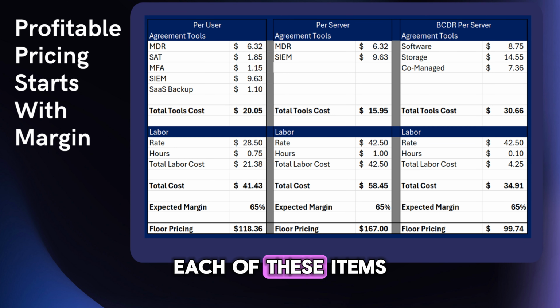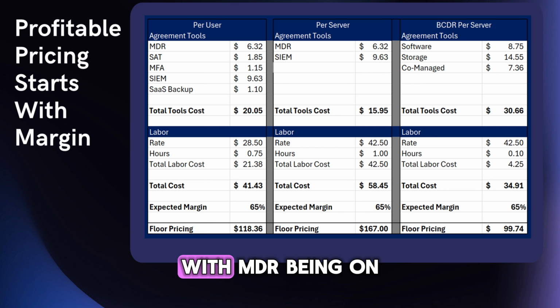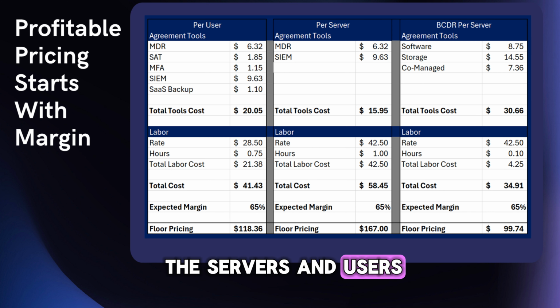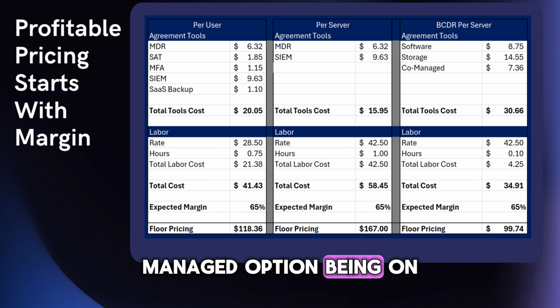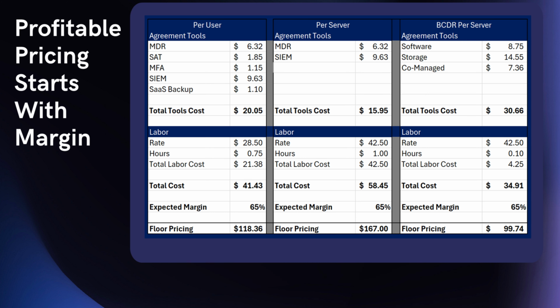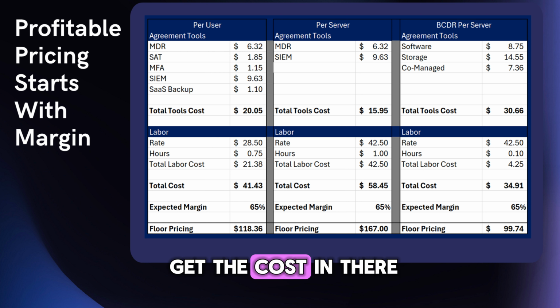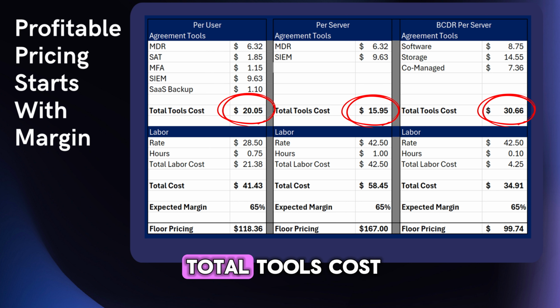So you'll see each of these items have some sort of tools with them, with MDR being on the servers and users, and then software, storage, and then co-managed option being on the BCDR side of things. Now, whatever your stack is, you just have to get the cost in there that you pay for that line item and add that up. So we have our total tools cost.